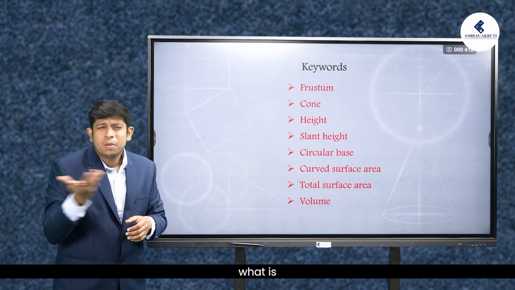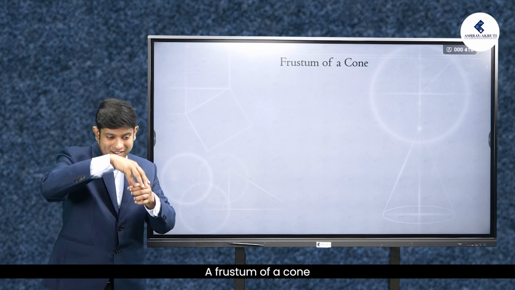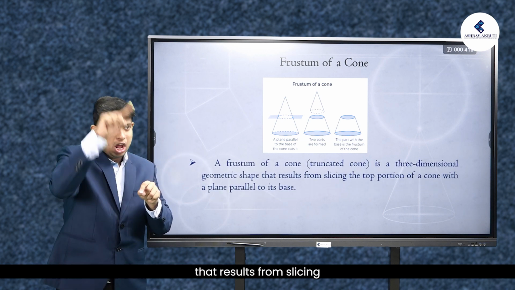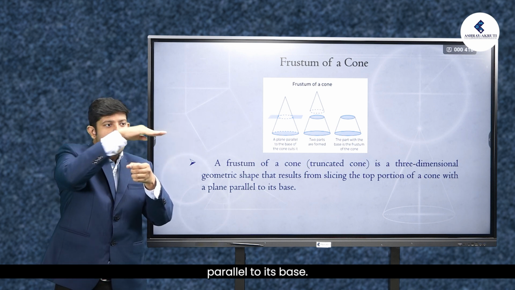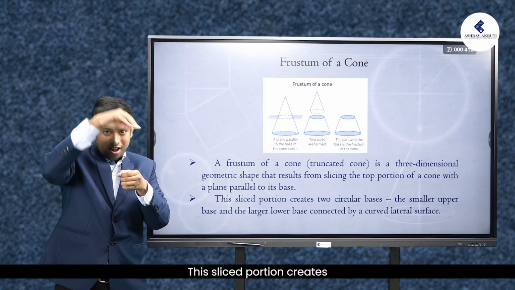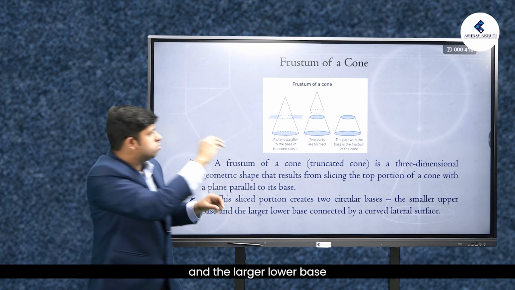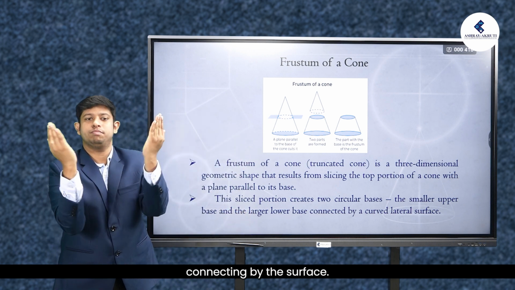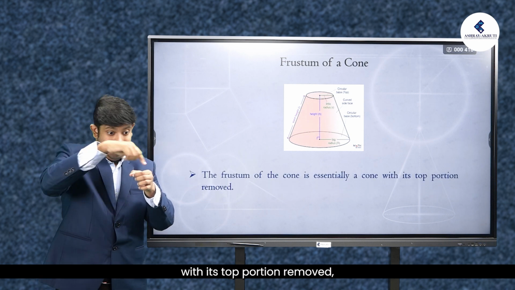Now we will learn what is frustum of a cone and its characteristics. A frustum of a cone, truncated cone, is a three-dimensional geometric shape that results from slicing the top portion of a cone with a plane parallel to its base. This sliced portion creates two circular bases, the smaller upper base and the larger lower base, connecting by a curved lateral surface. The frustum of the cone is essentially a cone with its top portion removed.